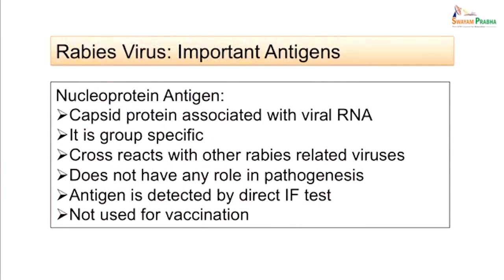The second important antigen of rabies virus is the nucleoprotein antigen. This antigen is associated with the capsid protein. It is a group specific antigen, so it is shared by the other rabies related viruses. This antigen does not have any role in the pathogenesis. It can be detected by immunofluorescence test. The antibodies against this antigen can be detected by complement fixation test. The antigen is not suitable for vaccine preparation.